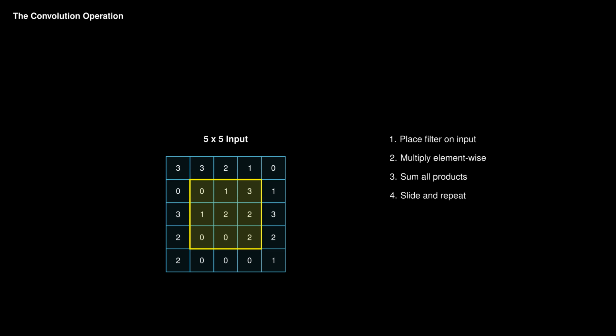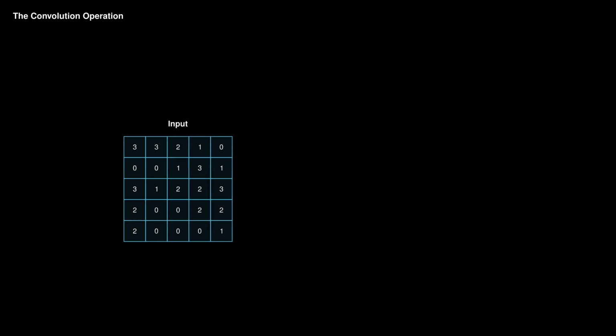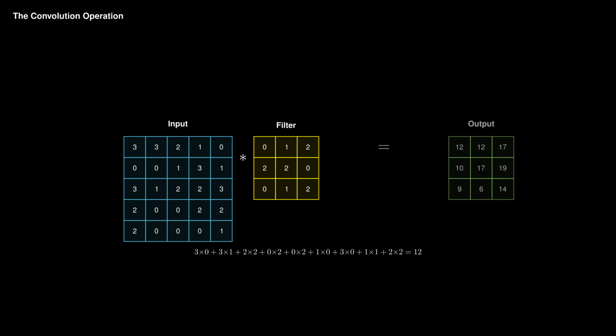Let us do a concrete example. We have a 5 by 5 input and a 3 by 3 filter. Place the filter at the top left. The element-wise products are 3 times 0, 3 times 1, 2 times 2, 0 times 2, 0 times 2, 1 times 0, 3 times 0, 1 times 1, 2 times 2. Adding these up gives 12. That is our first output value. Sliding across all positions gives us a 3 by 3 output grid.